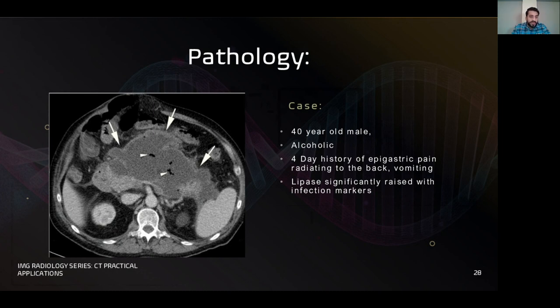If there's any blockage or stone stuck in the CBD, it can cause the pancreatic enzymes to flow backwards, and that can cause infection and inflammation, causing pancreatitis or acute pancreatitis essentially. Alcoholism can also cause it as well, as we discussed.